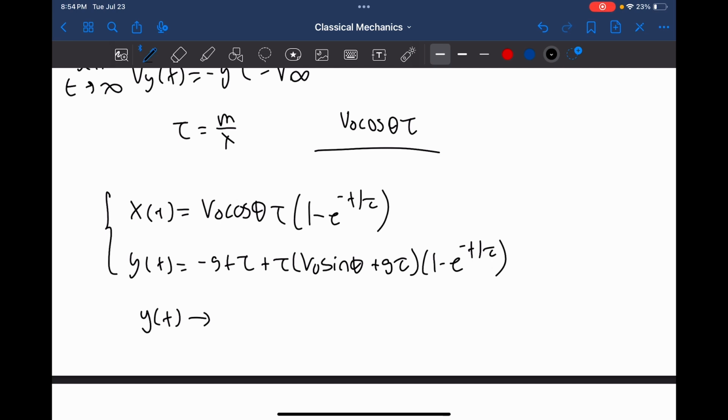It's going to become approximately equal to minus g tau t. And this is logical because the velocity along y approaches the constant terminal velocity. Good. So this all makes sense. Our solutions make sense. We're good.